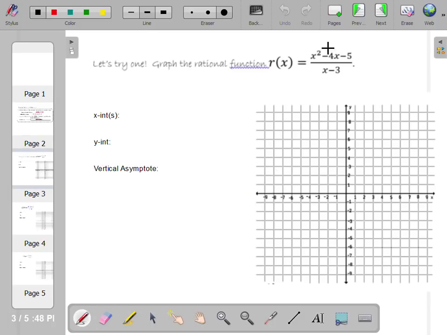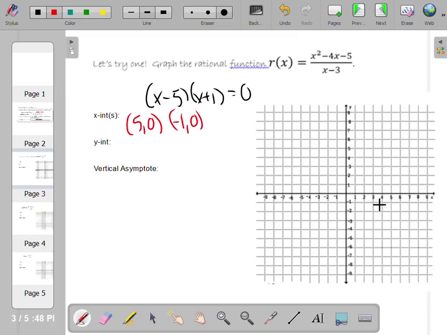You're still going to have to do the same things you normally do, like find x-intercepts, y-intercepts, and vertical asymptote. So to find the x-intercept, you factor the numerator. That's x minus 5, x plus 1. And that's 0 when you have x equals 5 and x equals negative 1. So I'll go ahead and draw that. 5, 0, and negative 1, 0.